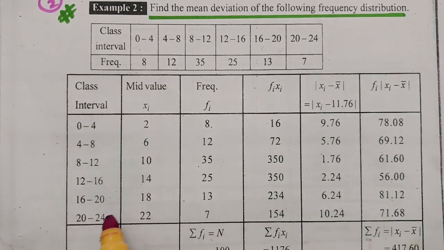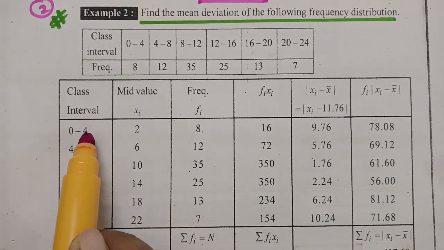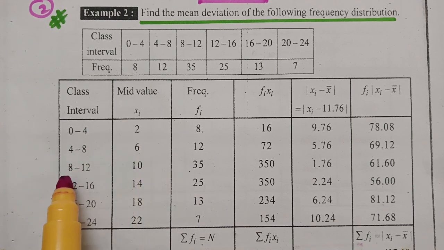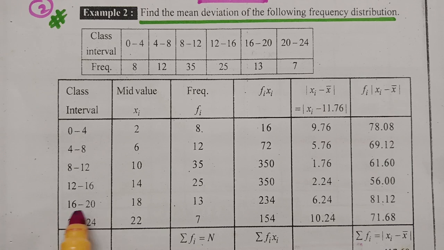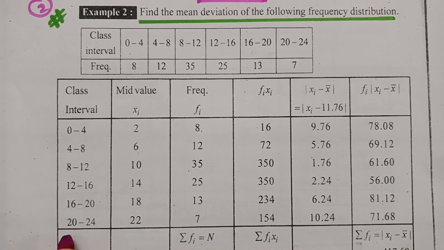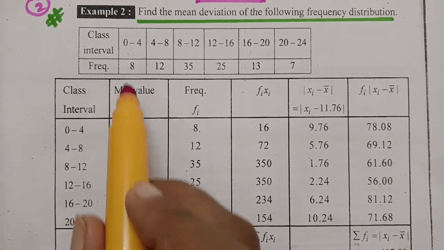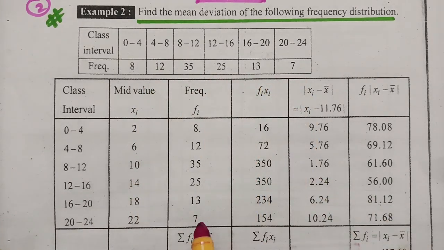In the first column, I am arranging all the class intervals, and here the mid values, that is 0 plus 4 by 2 is 2, 4 plus 8 by 2, 12 by 2 is 6, and 8 plus 12, 20 by 2 is 10, and 12 plus 16, 28 by 2 is 14, and 16 plus 20, 36 by 2 is 18, and 20 plus 24, here 44 by 2 is 22. Here I have collected all the mid values, and the frequencies from the table, that is 8, 12, 35, 25, 13 and 7, arranged in one column.